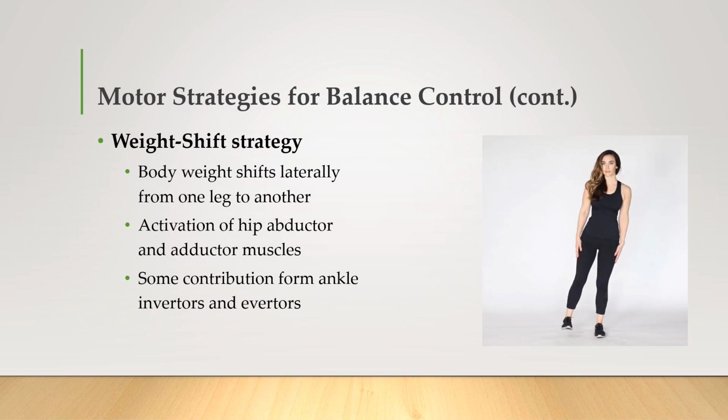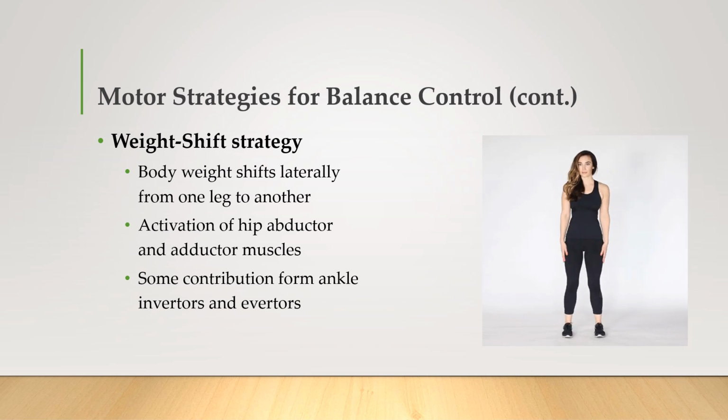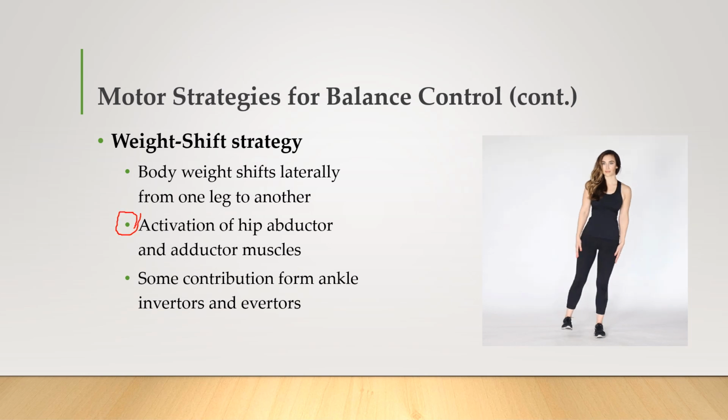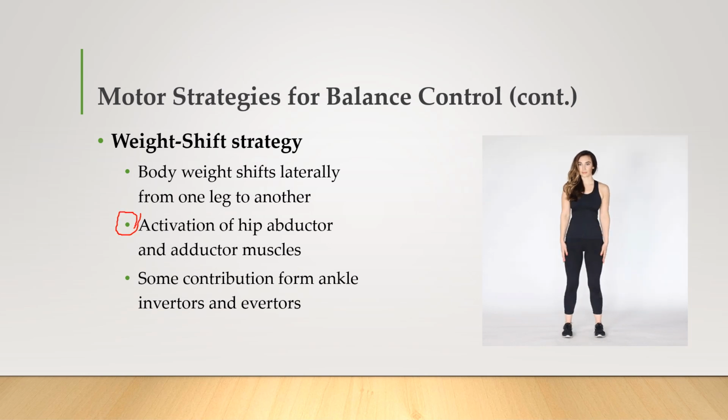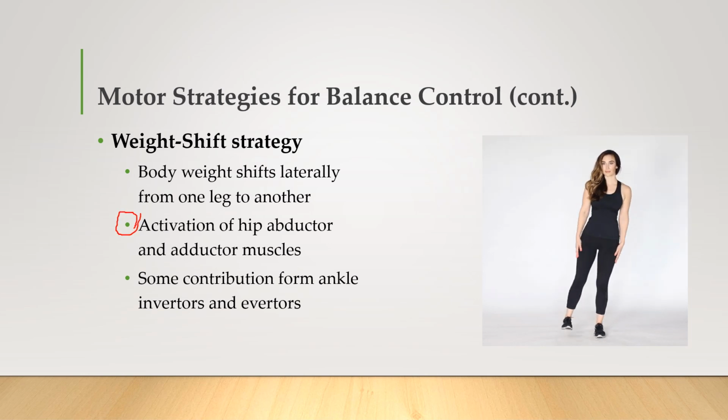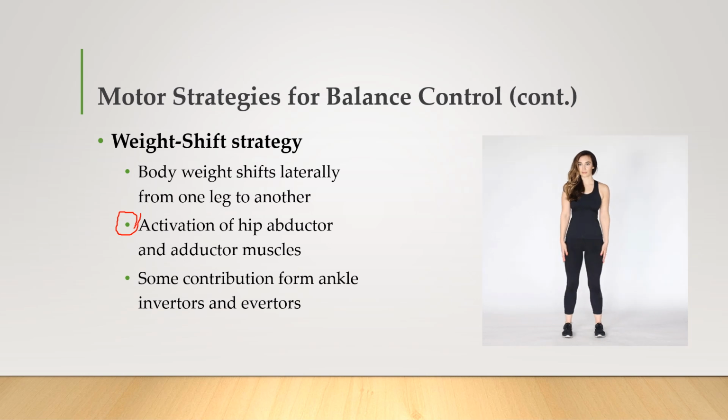Whenever we shift our weight laterally, we're basically activating the hip abductor and adductor muscles. So those are going to be the main muscles active during this weight shift strategy. And there are, of course, some contributions from the ankle inverters and everters as you change the position of your ankle by shifting your weight onto one leg.